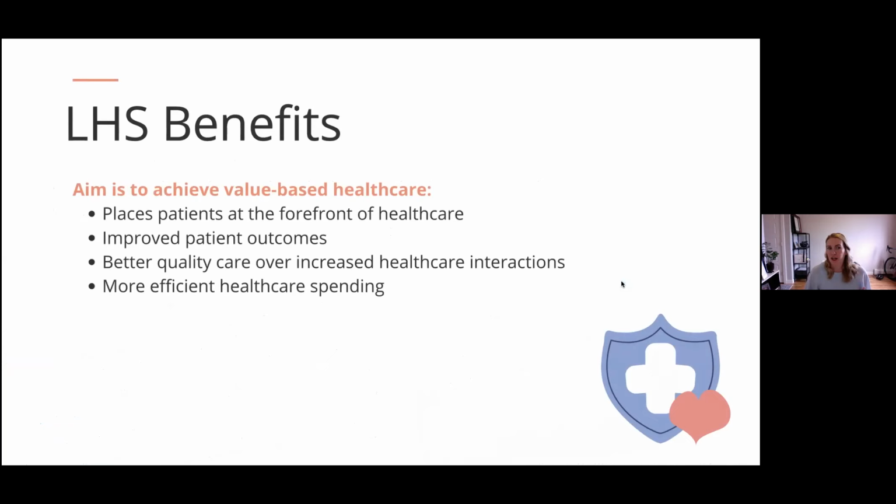And so why are people interested in this idea of learning health systems? Well, the main purpose of a learning health system is to achieve what's called value-based healthcare. So putting patients at the front of our healthcare system, trying to improve patient outcomes, but also aiming for better quality care rather than just more healthcare interactions. And also working towards having more efficient healthcare spending, so trying to keep costs low while providing better quality care to patients.